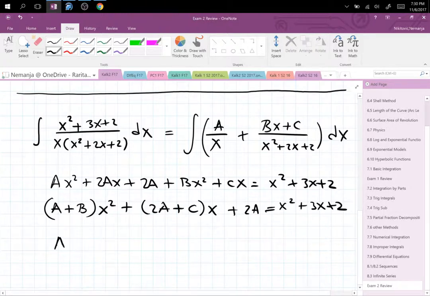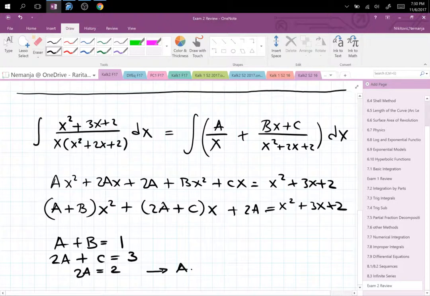A plus B is equal to 1. 2A plus C is equal to 3. And then 2A is equal to 2. From there, A is equal to 1. And if A is equal to 1, then B is equal to 0.